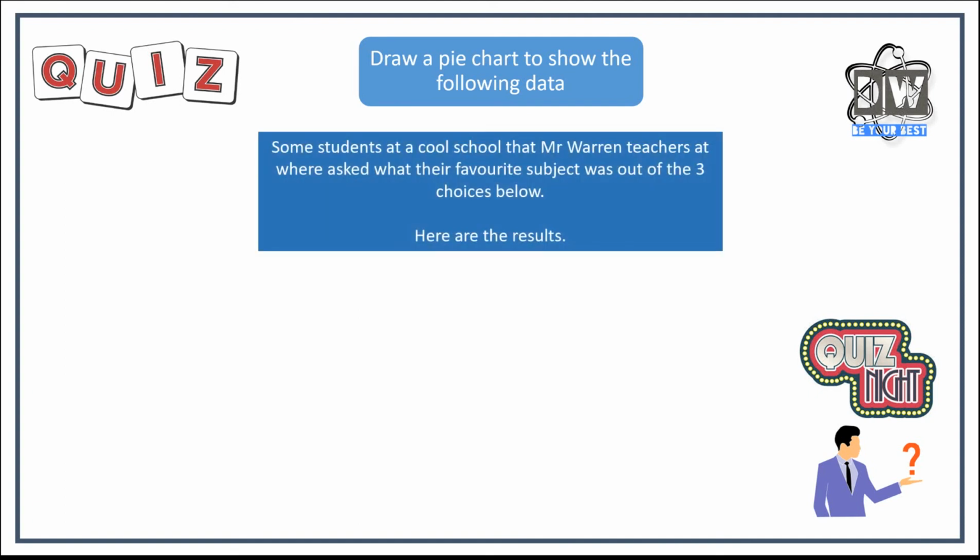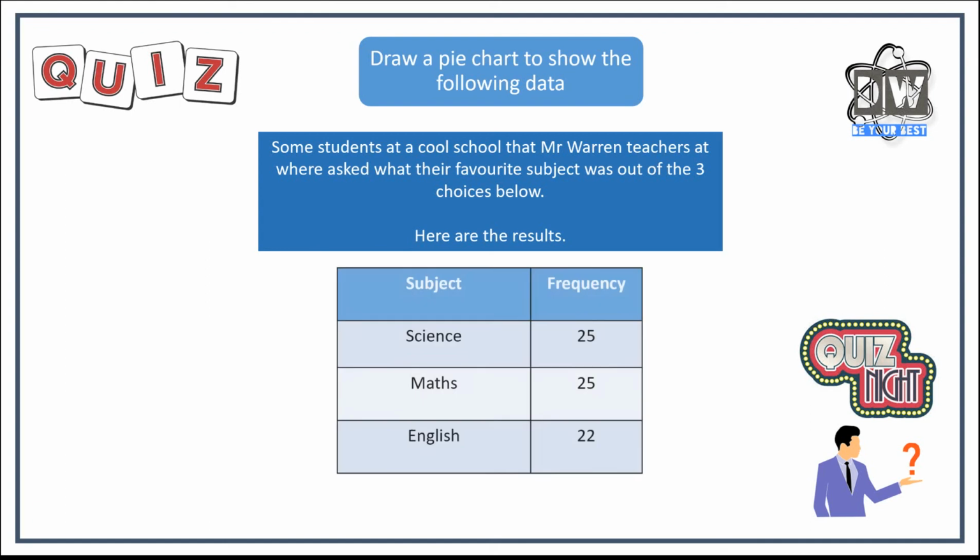But here we go. Some students in a cool school that Mr. Warren teaches at were asked what their favourite subject was out of the 3 choices below. Here are the results. We've got science, maths, and English. Oof, English took a hit there, didn't it? So what I'd like you to do is draw a pie chart showing the following data. Pause the video, give it a go, and guess what you do once you're finished? You come back and see if you've got it correct.